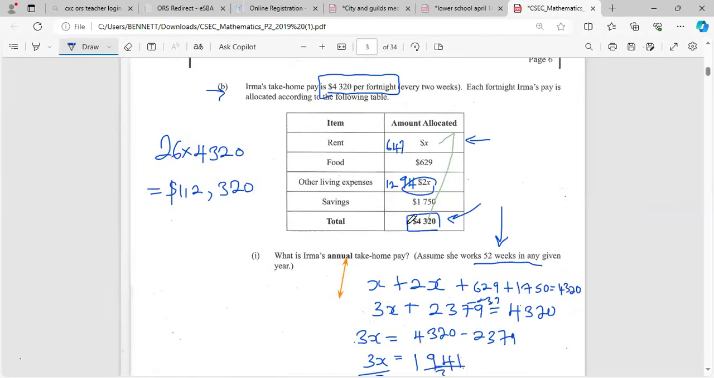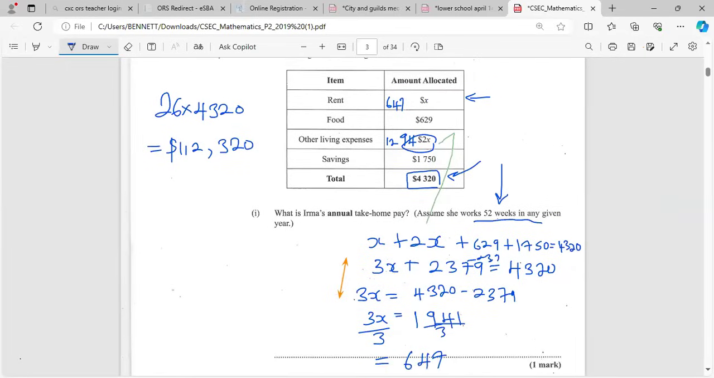Sir, can you scroll down? Let me see your answer. They gave us the total, you know, to be 4,320. They gave us that as a total. So I didn't generate that. That was given. They say when you add up all of these, it's supposed to give you 4,320. Sir, I add it up and I don't get that. I add 2x plus 629 plus that and I don't get 4,320. Can I explain something to her, please?